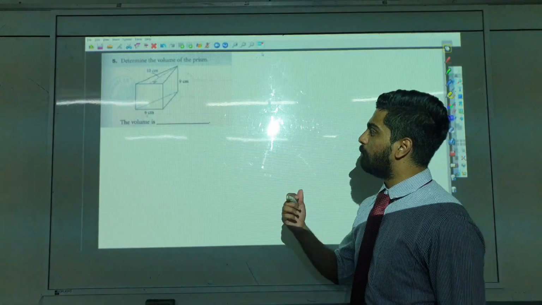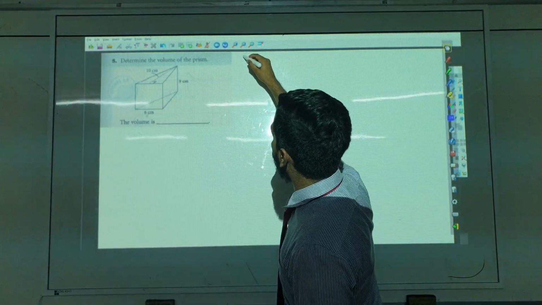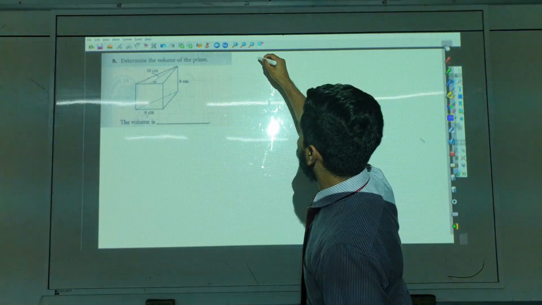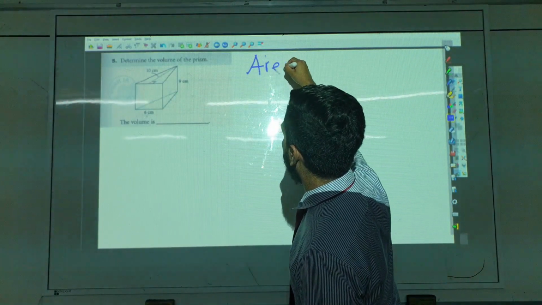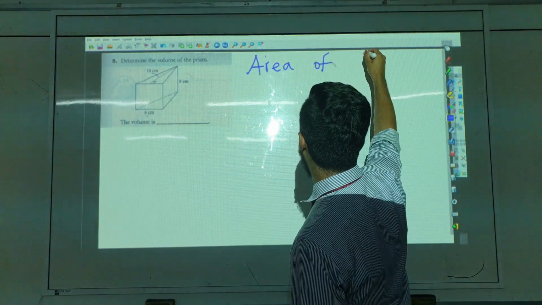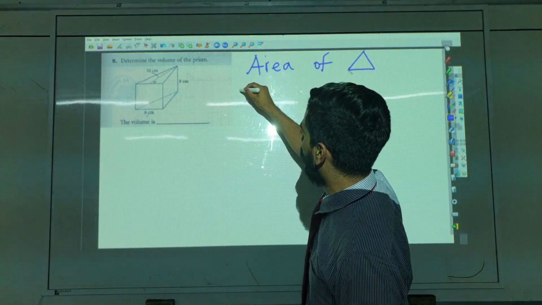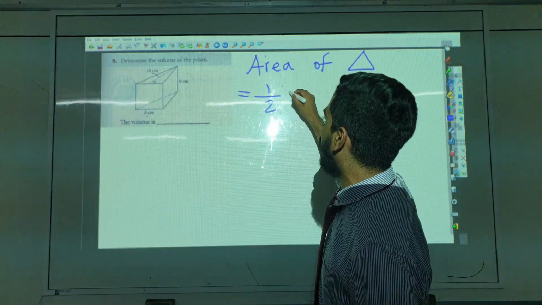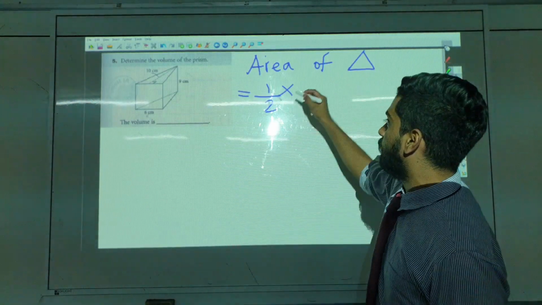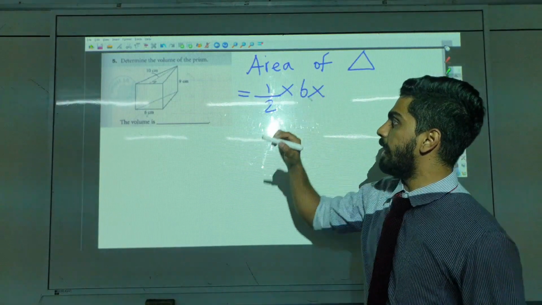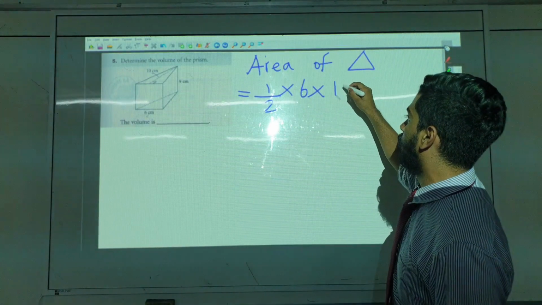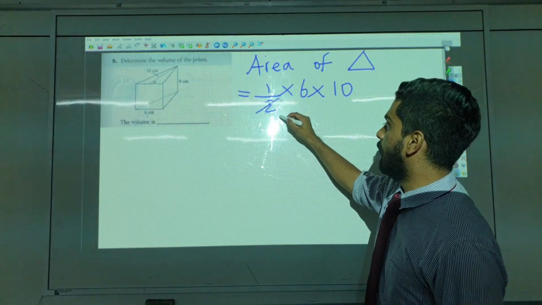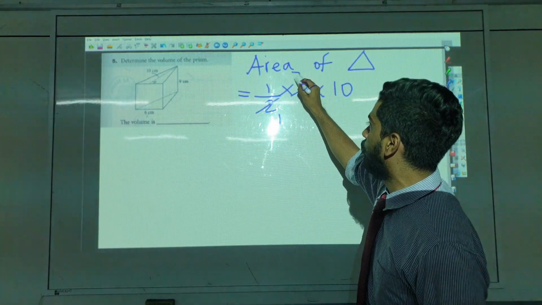Okay guys, question, Pam. How do we find the area of the triangle? Area of triangle. So what do we have? 1 over 2 multiplied. How much is the base? 6. Multiplied. How much is the height? 10. Very good. What can simplify? Okay, 2 will change to 1, 6 will change to 3.